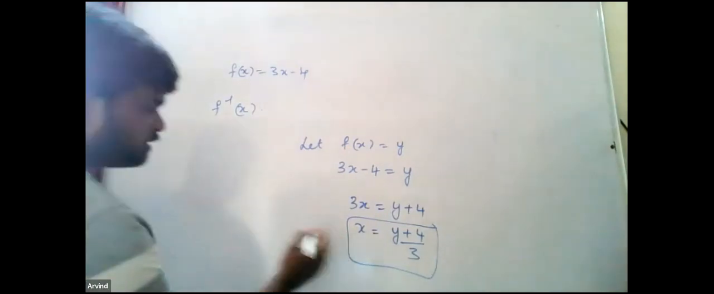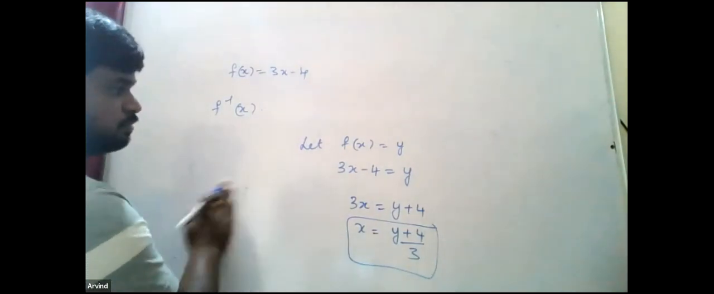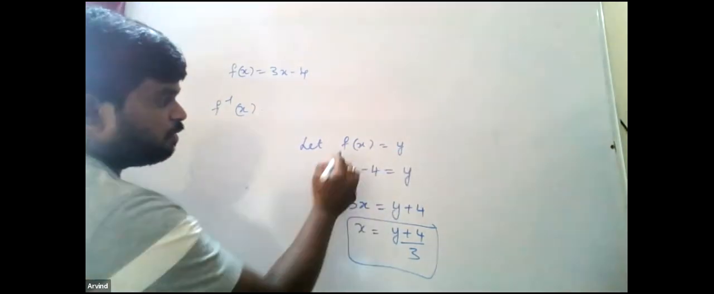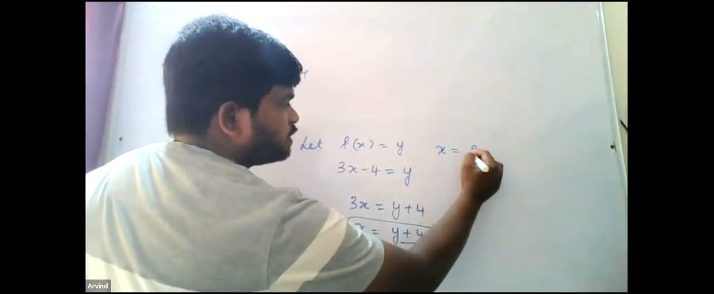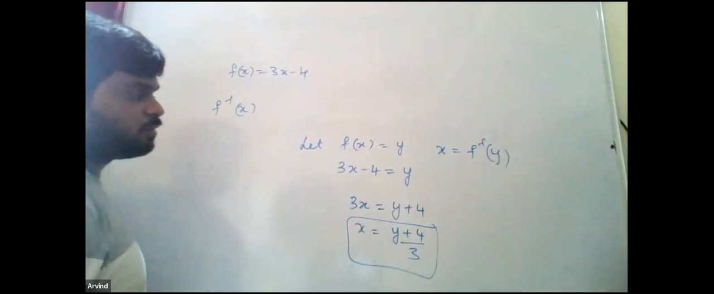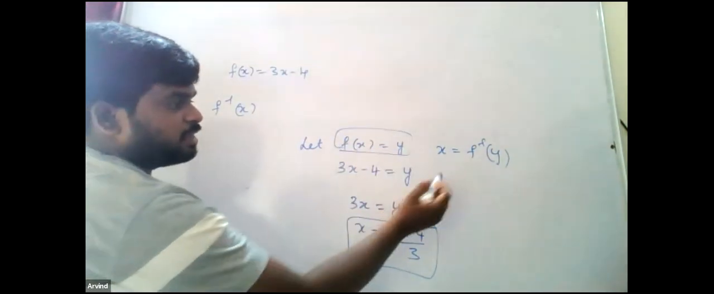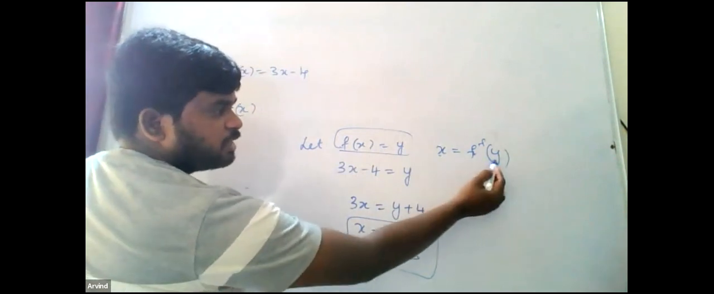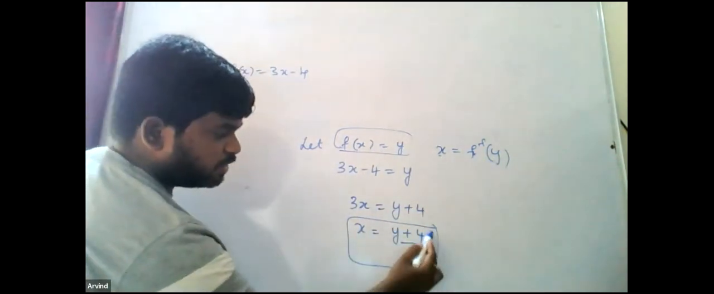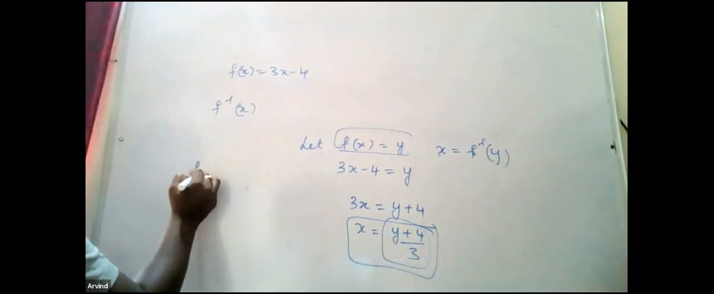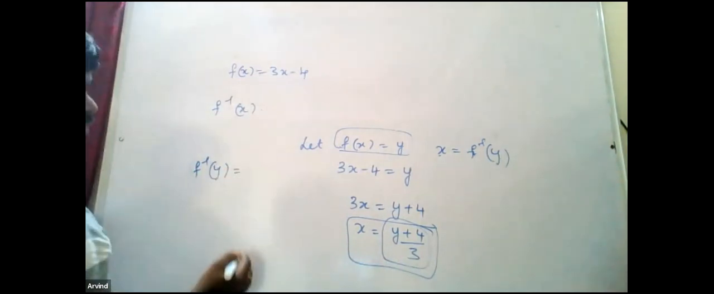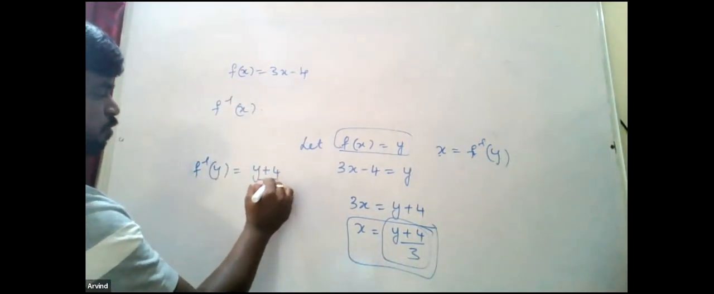So here what you have got is f inverse of y. f of x equal to y, right? When I take this f to this side, it becomes x equals f inverse of y. I repeat it again, f of x equal to y. So when I take this f this side, it becomes f inverse of y. x equals f inverse of y. That means whatever I have got for x is f inverse of y. So f inverse of y is equal to y plus 4 by 3.